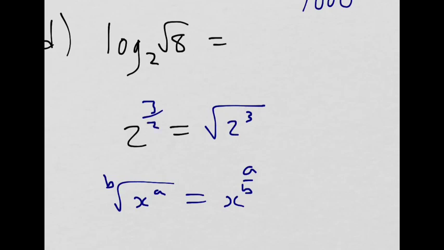So 2 to the power of 3 over 2 will equal the root of 8. Because you'll write 2 to the power of 3 underneath the radical sign, and then the index of the root is 2. So you get square root.